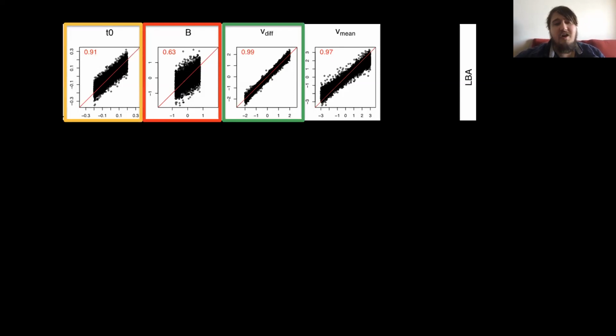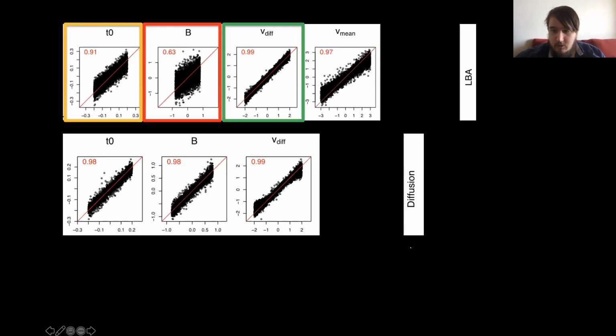And then non-decision time is somewhere in the middle. I think it's still reasonably good, but it definitely could be better, right? So you get a correlation of 0.91 and you still get a reasonable amount of variability. If you generate with a value of 0, you can still get between positive 0.1 and negative 0.1, which for me is quite a bit, but I think it's a lot better than this rectangular or square shape you're seeing for threshold.